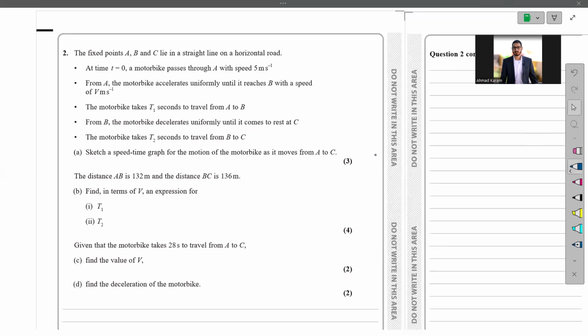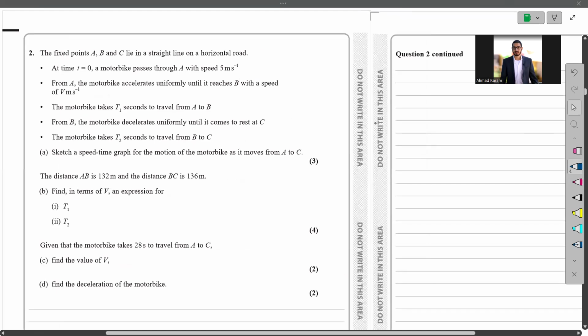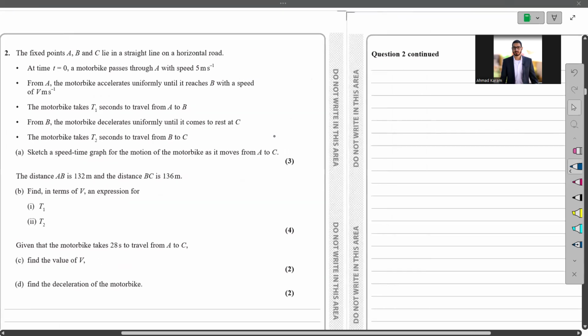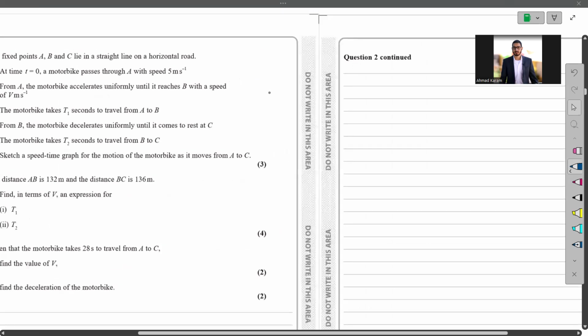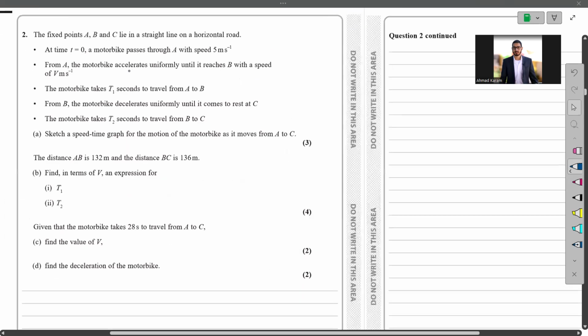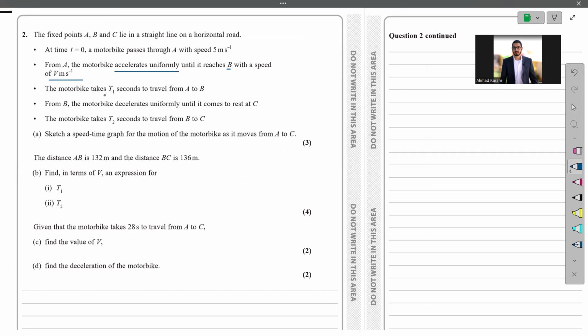Question number 2. The fixed points A, B, and C lie in a straight line on a horizontal road. At time t0, a motorbike passes through point A with speed 5, then accelerates uniformly until it reaches B with speed V. It takes t1 to travel from A to B. From B, it decelerates uniformly until it comes to rest at C. It takes t2 between B and C.